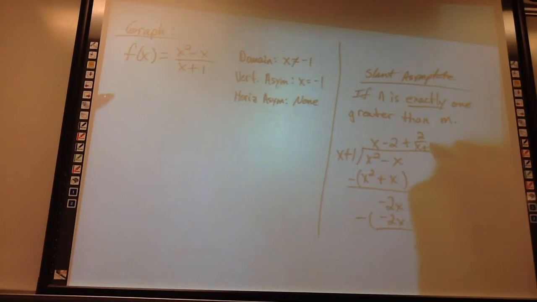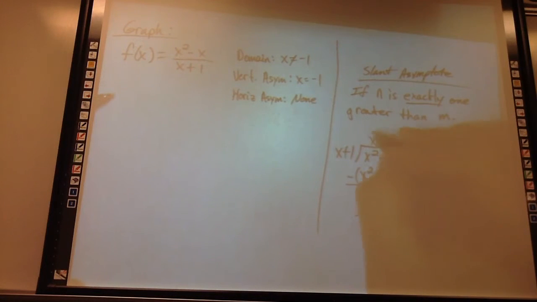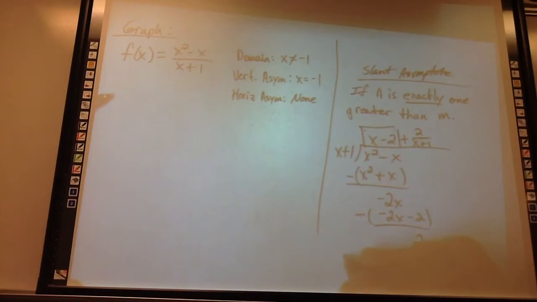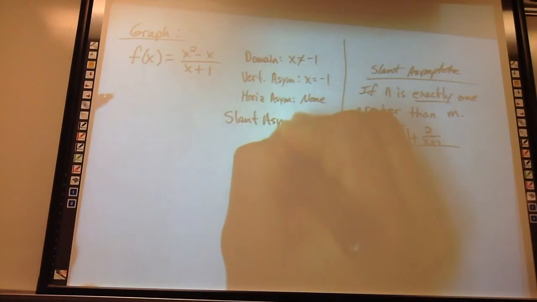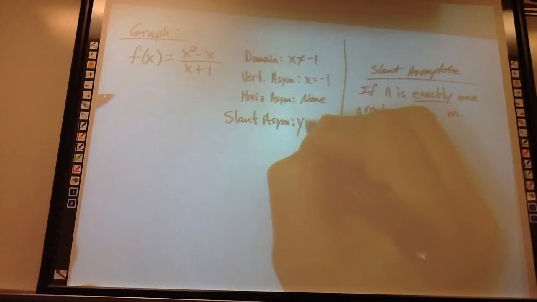So there's our answer. The equation of the slant asymptote is the part without the remainder. You didn't even need to write the remainder. That x minus 2 is the equation of your slant asymptote. So you go to negative 2 and go up 1 over 1. That's y equals x minus 2.